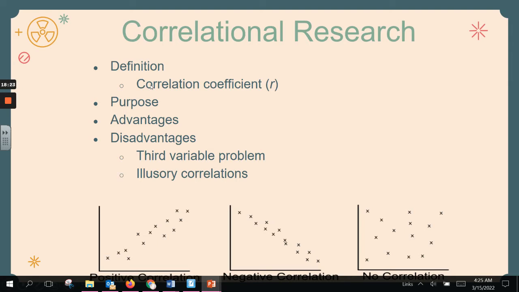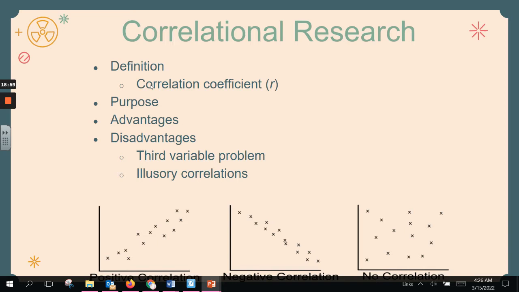The next type is correlational research. The definition of correlational research is a statistical analysis of the relationship between two variables. Correlational research is measured as a correlation coefficient, and this is a number from positive 1 to negative 1 that shows the strength or the relationship of two variables. So the closer it is to either negative 1 or positive 1, it means that those two variables are related. If it's 0, it means that they're not related at all.